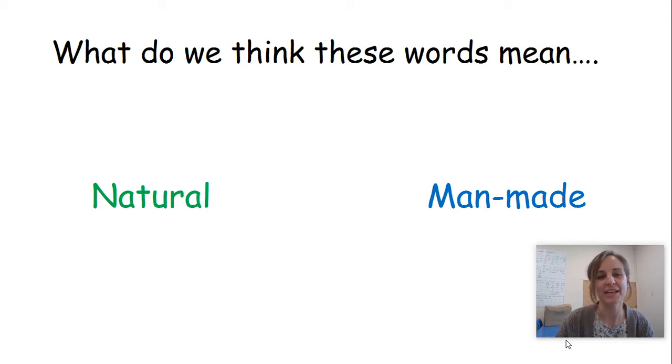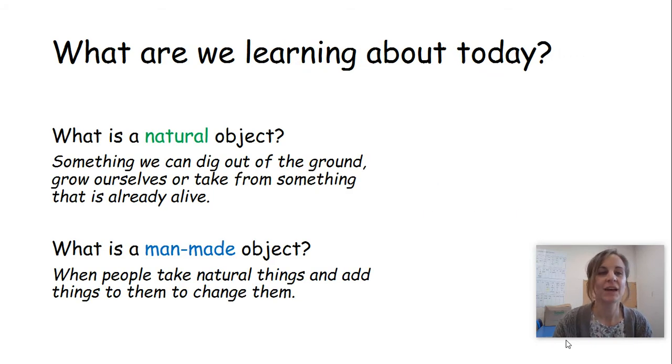Are you ready? Okay. So, natural. What's a natural object? Well, a natural object is something that we can find naturally around us. So people don't have anything to do with making it. So it could be something that we've dug out from the ground. So for example, metals, they can be found under the ground. It could be something we grow ourselves, or it could be something that we take from something that's already alive. And we're going to look at lots of examples of things that match that category in a moment.